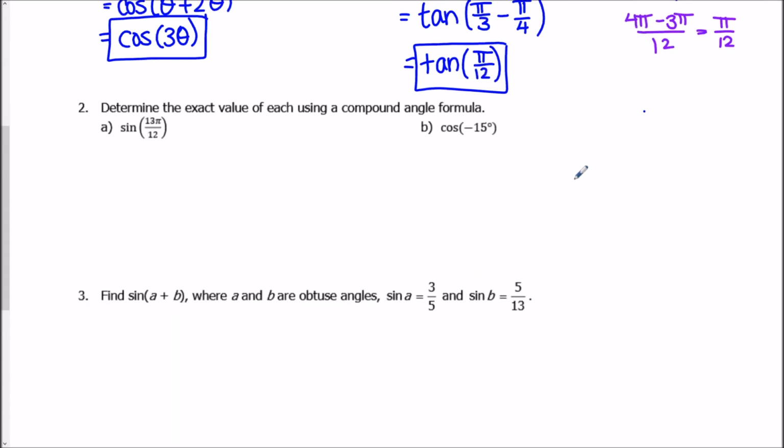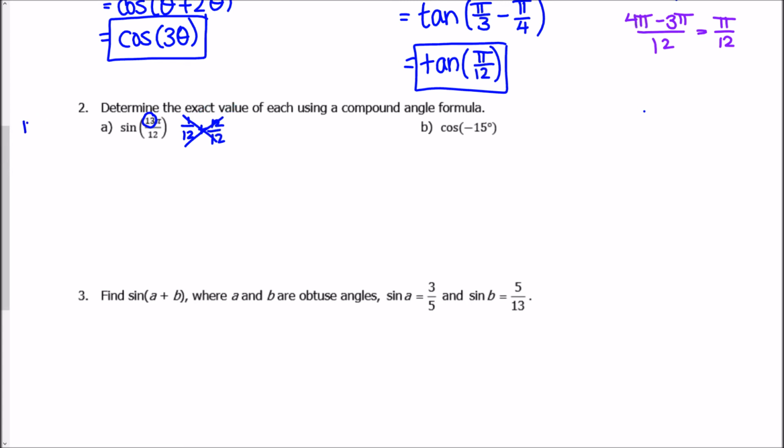All right, so for question number 2, it says determine the exact value for each using the compound angle formula. So right here, sine of 13 pi over 12, what I want to do is look for numbers I can add together to give me 13 over 12. So I could do 1 over 12 plus 12 over 12. But 1 over 12 is not an angle that I know, so that's not going to be useful. Or 1 over 12 pi, right?